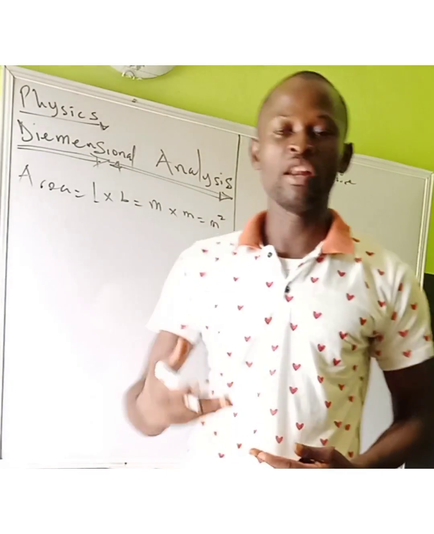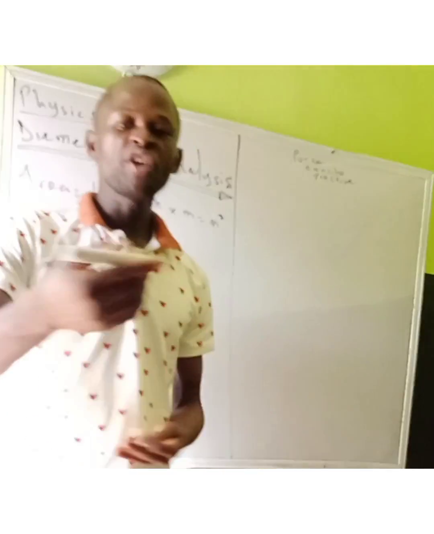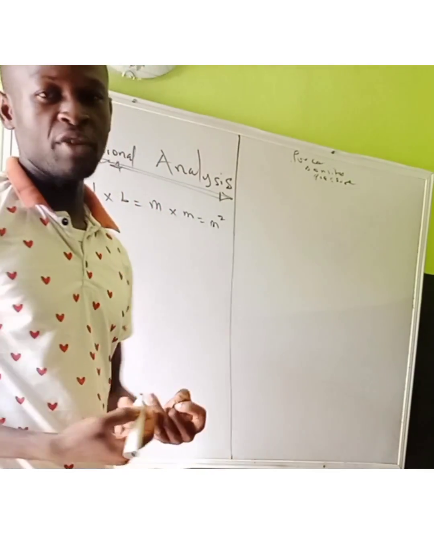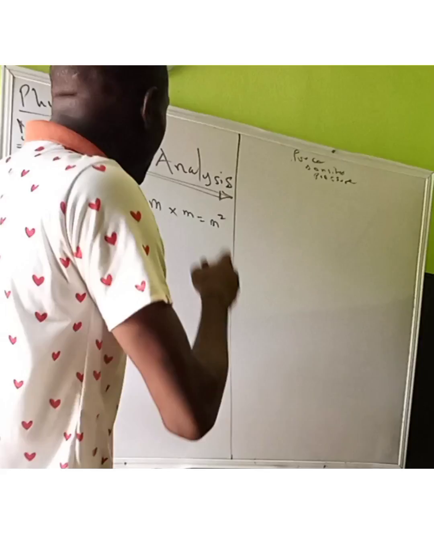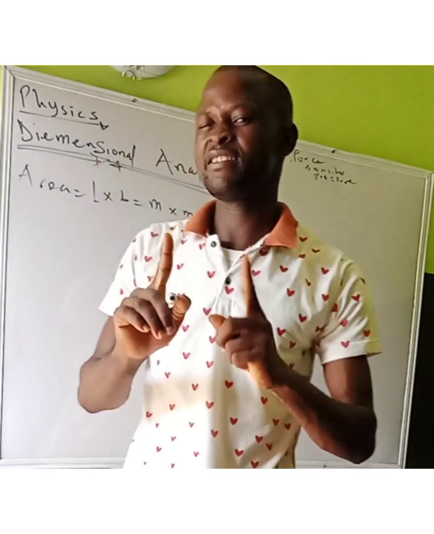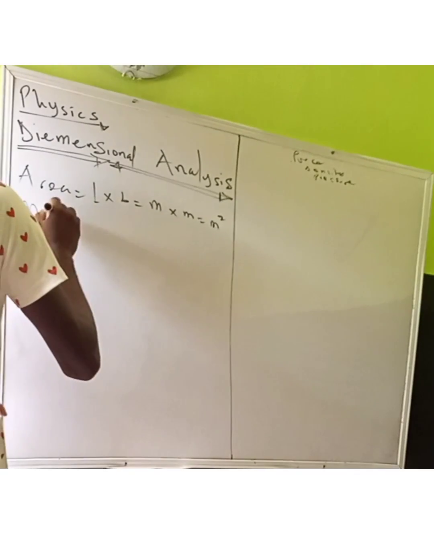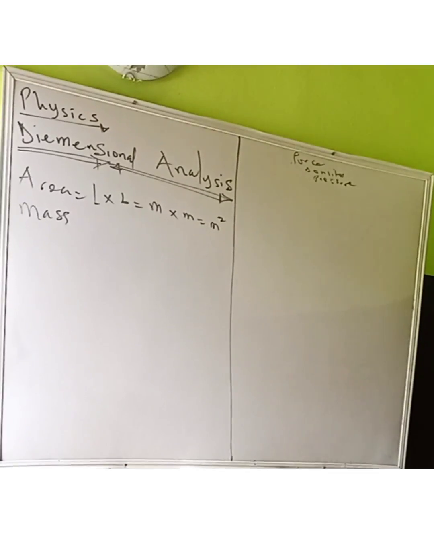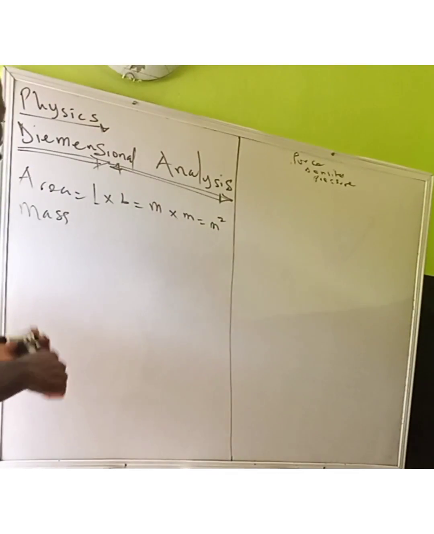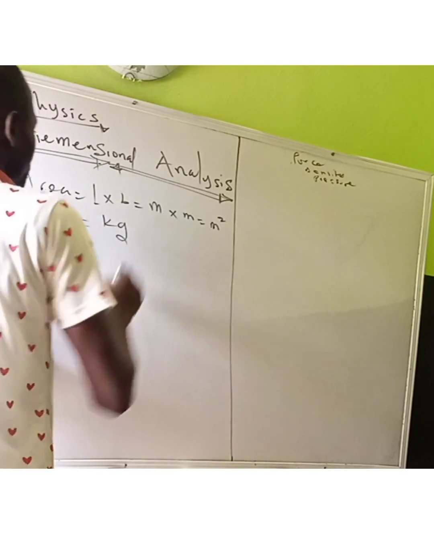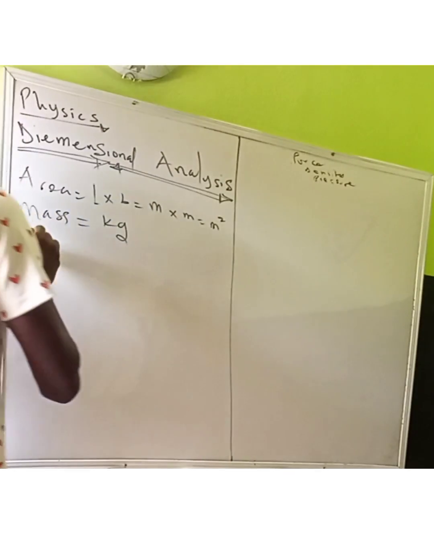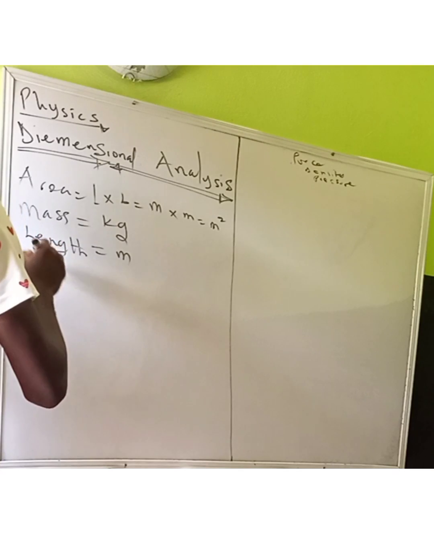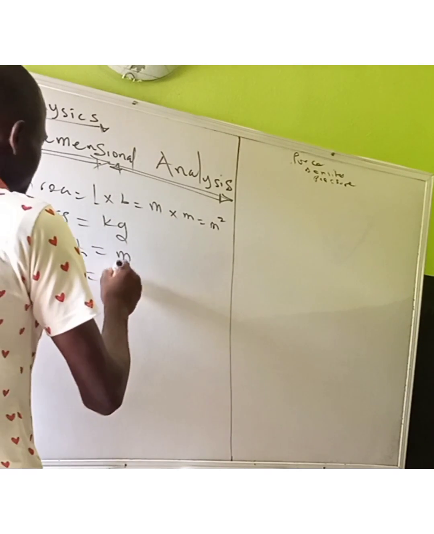What is this dimensional analysis all about? Dimensional analysis or dimensional units is quite different from derived units. So look at what we are trying to do here. If you're studying for JAMB, we know that there are three basic fundamental quantities. We have the mass, and the mass is measured in kilogram, kg. We have the length. Length is measured in meter. We have the time. Time is measured in seconds.